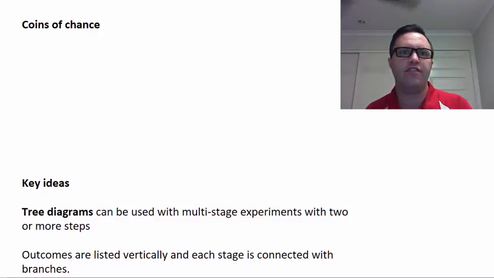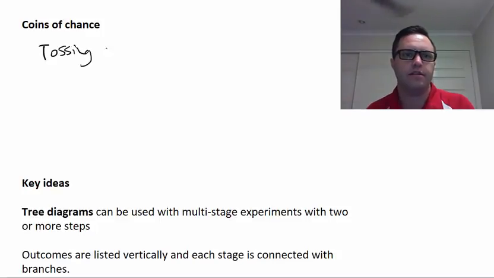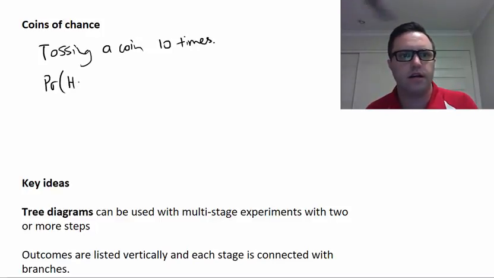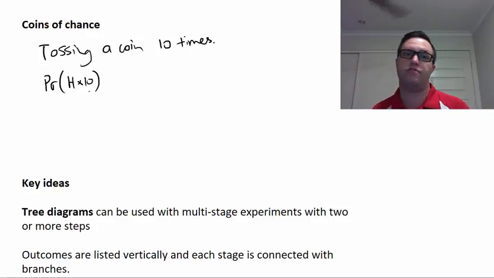Now, if we've got a repeated trial over and over again, to find the probability after certain numbers of trials with a particular outcome, you multiply those set of probabilities happening over and over again. So for example, if we're tossing a coin 10 times, what's the probability of heads times 10? So 10 heads coming from 10 coin flips.